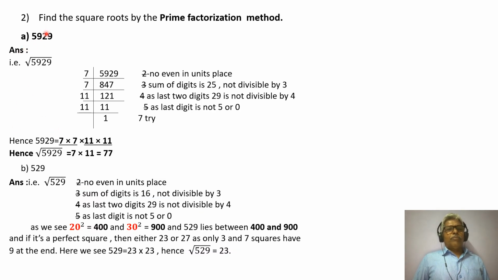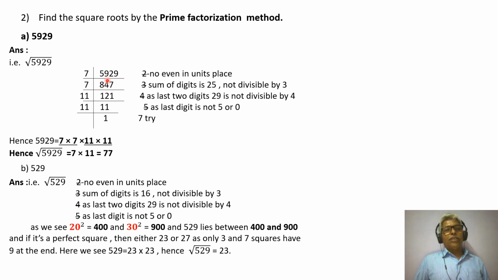Another problem: find the square root by the prime factorization method. This is a method to find the square root, and prime factorization means you have to factorize the number until prime, meaning you cannot factorize it any further. So we take the number 5929, the root of 5929, and we factorize it. As you see, there is no even number in the unit place, so it cannot be divided by 2.